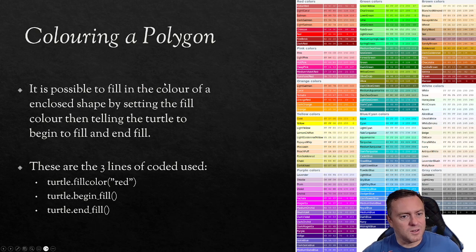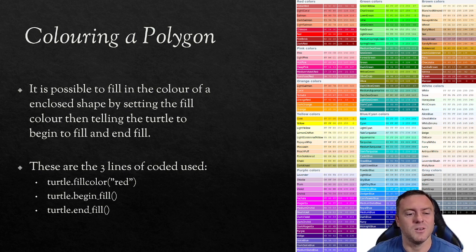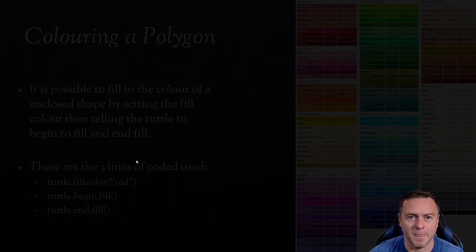So the other thing that you can do, it's possible to color in a whole polygon. At the moment, inside the shape hasn't been filled in. The way that you do this is by using the fill color and the end fill. It's possible to fill in the color of any enclosed shape by setting the fill color, telling the turtle to begin a fill and then to end the fill. So these three lines of code are used. The turtle.fillcolor, you set that to red, and then turtle.begin_fill, then you move around and make sure that it encloses so it comes back to where it started, and then use the end_fill command.